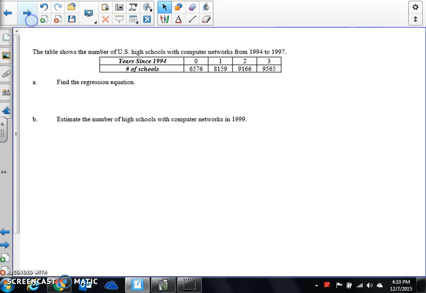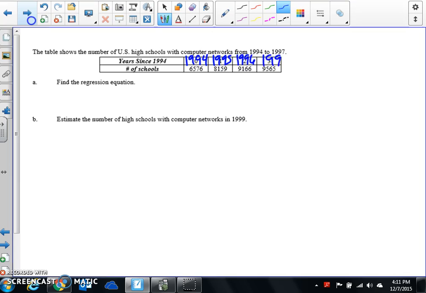All right, here's the next problem. The table shows the number of U.S. high school students with computer networks from 1994 to 1997. Okay, so years since 1994. So I'm going to change this to 1994. This is 1 year, so 1995, 1996, 1997. These are my x values. These are my y values. Make sure I have the right page. Yes, I do. All right, so now they want us to write a regression equation.